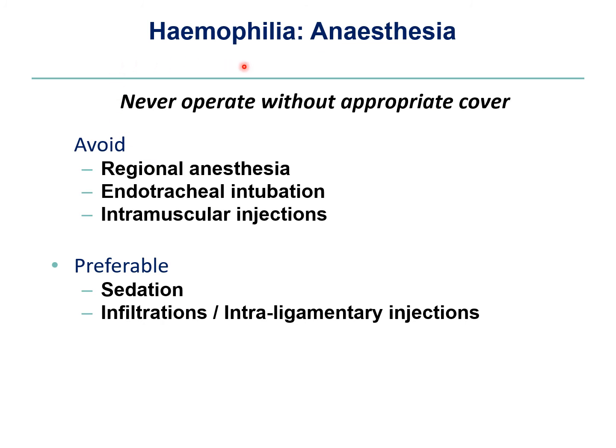Some considerations for providing anesthesia to hemophilic patients. Obviously, anesthesia is administered just prior to the surgery and also requires appropriate cover of factor 8. So never operate without appropriate cover. It is best to avoid regional anesthesia, endotracheal intubation, which is usually done for general anesthesia, and intramuscular injections. All of these should be avoided.